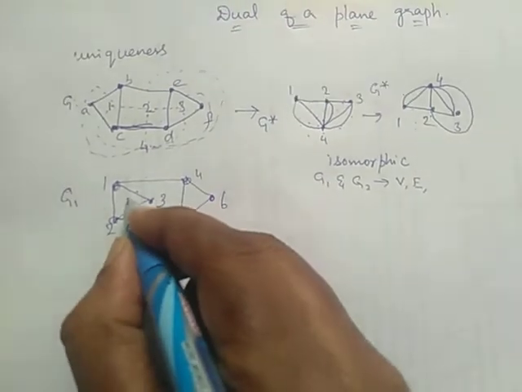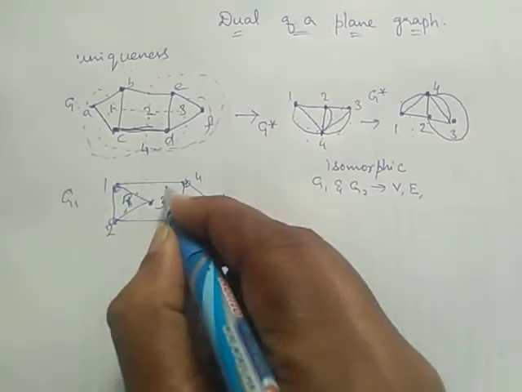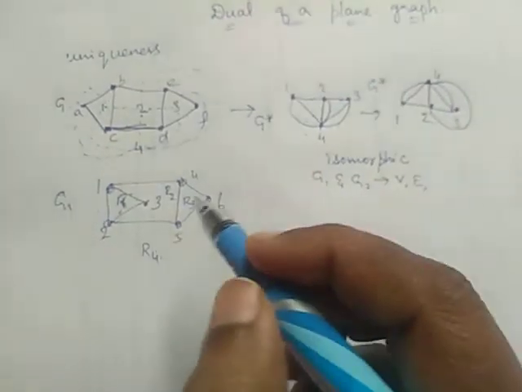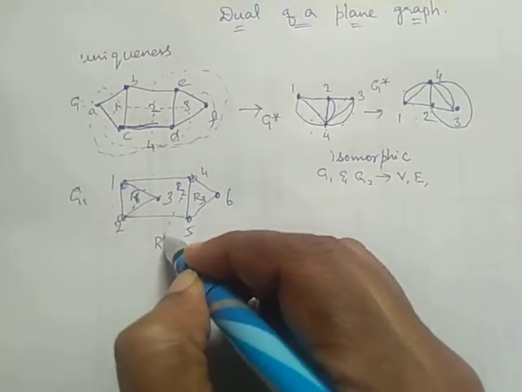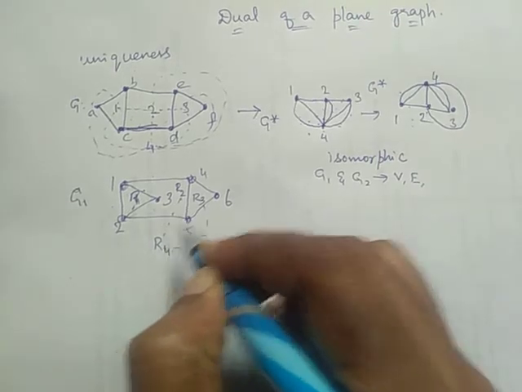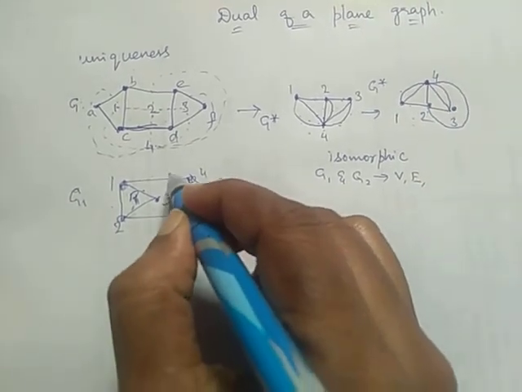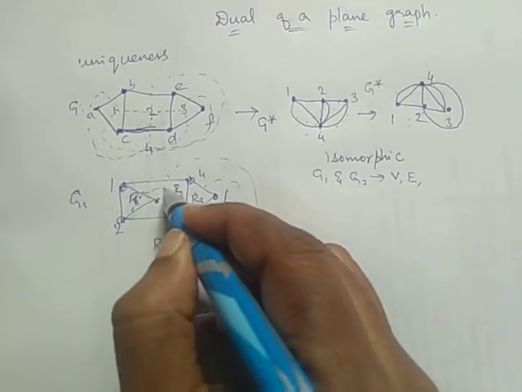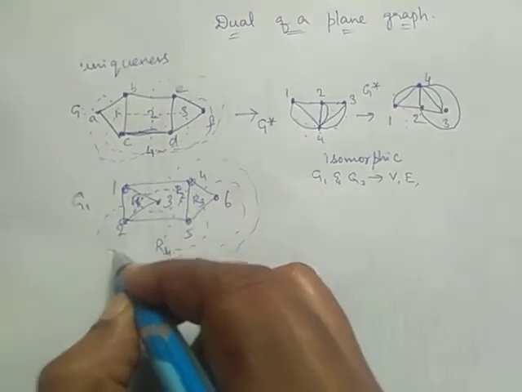How many regions does it have? One region, I'll take it as R1. Second region, third region, fourth region. If we draw the dual of this, R2 is connected to this, R3 is connected to R4, R3 is again connected to R4, R2 again connected to R4, R1 is connected to R2, R1 again connected to R2, R1 connected to R4.